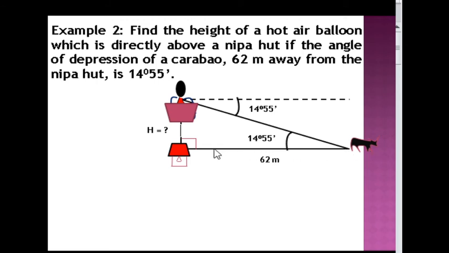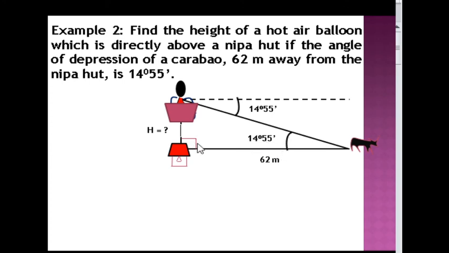Take note, if we draw a horizontal line here and a right triangle, we can come up with this angle here that is equal to this angle. They are both alternate interior angles. In geometry, alternate interior angles are equal. So we have here 14 degrees and 55 minutes.